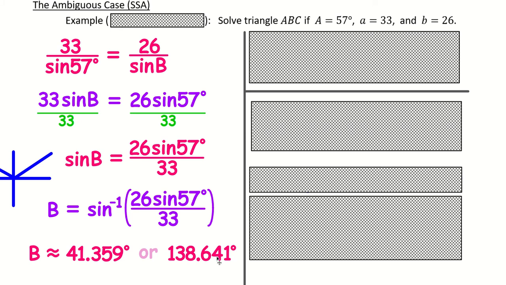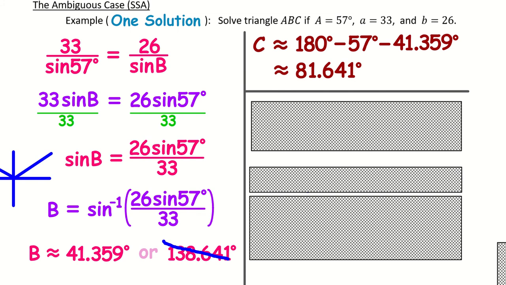But here's the thing. 138.641, if this is your angle A, which is locked in stone, this angle B is too big. If that's your angle A, this cannot be your angle B, otherwise you've already gone over the 180 degree limit. So we had to check this, but it turns out that there's only one solution here, and our angle B is only that. Now we can move on with solving the rest of it.